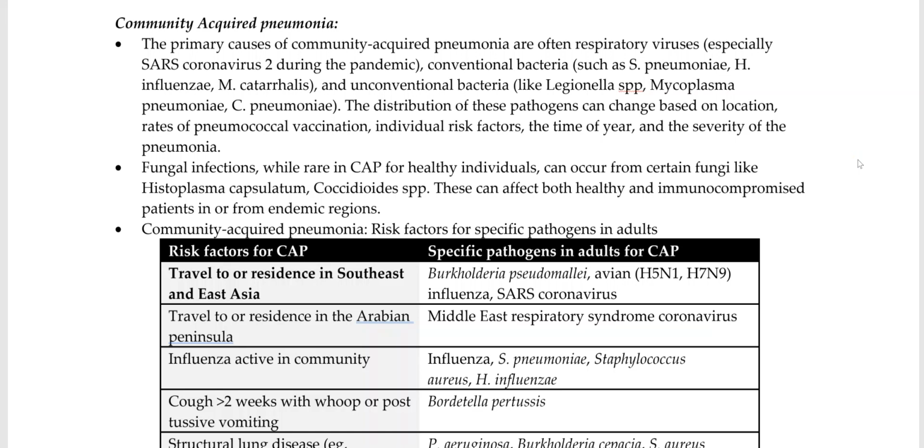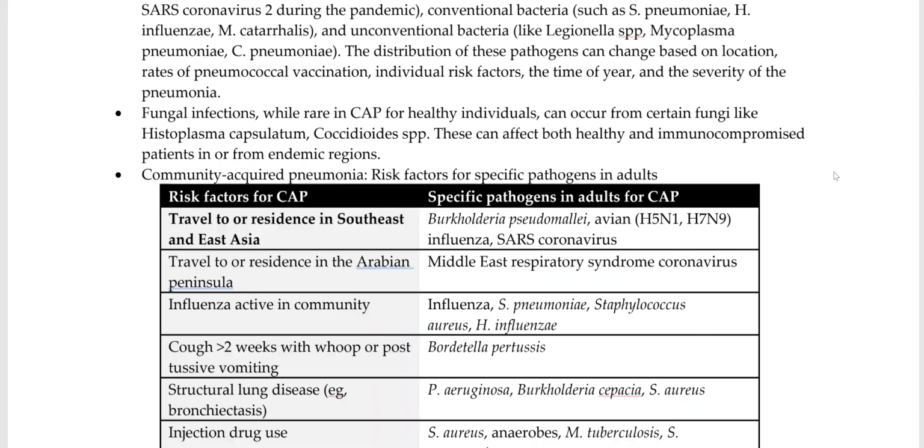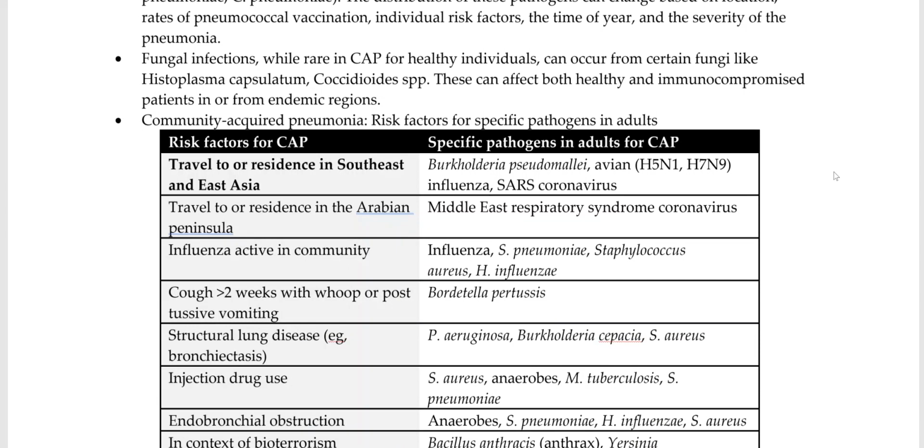Now, distribution of this pathogen can change based upon your location, your rate of pneumococcal vaccination, individual risk factors, time of year, and severity of pneumonia. Fungal infections, though they are rare for community-acquired pneumonia in healthy adults, but yes, Histoplasma capsulatum, Coccidioides, such fungi can affect both healthy as well as immunocompromised patients, usually in the endemic region. So, if you are in an endemic region, then you should also keep these fungi in mind for CAP, that is community-acquired pneumonia differential.